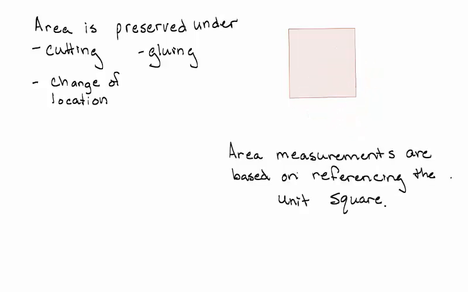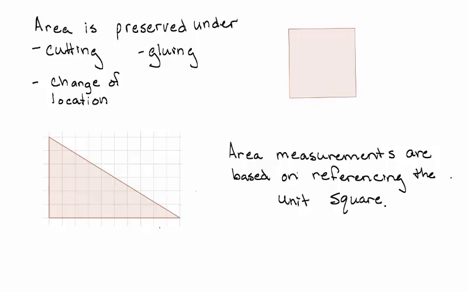Area measurements are based on referencing the unit square. That is, a region that has an area of 30 square units can be cut and organized into 30 unit squares. With these observations, we are prepared to approximate the area of general regions.